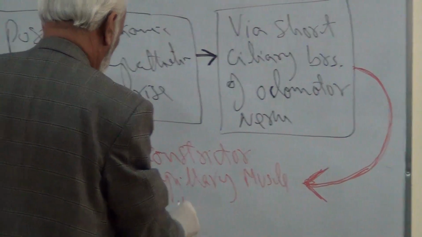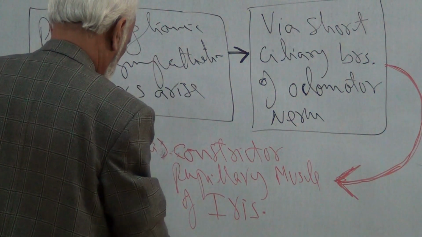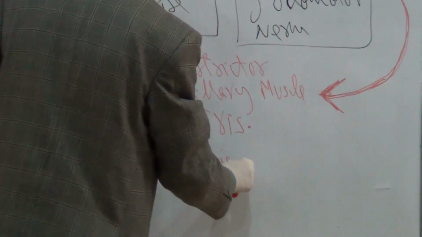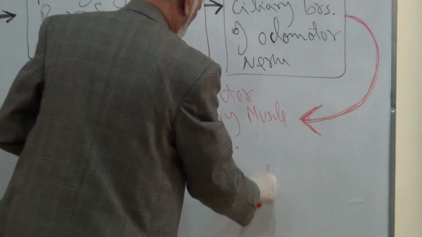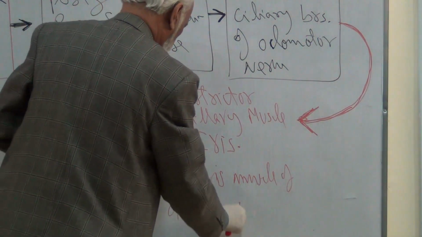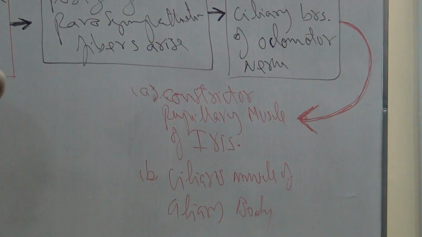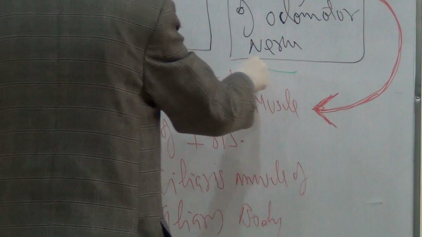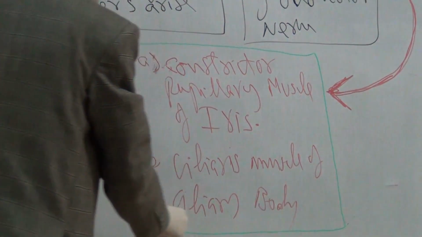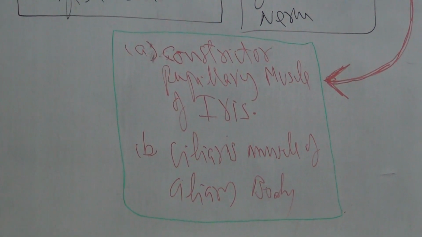Constrictor pupillae muscle of the iris. And number 2, ciliaris muscle of ciliary body. This is the distribution or innervation of these muscles.